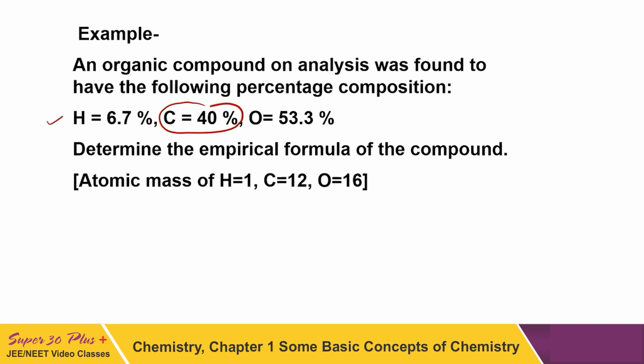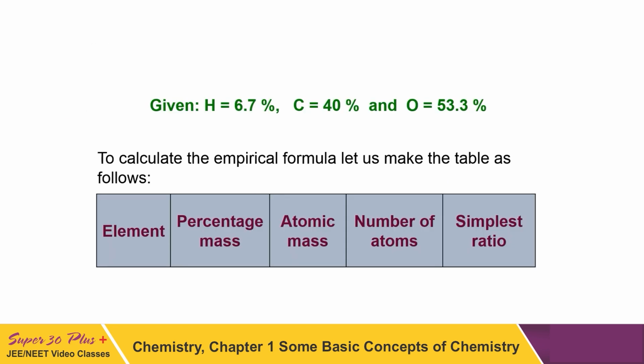Now what do you have to do in this example? In this example, students, you have to find the empirical formula. And how will you find it? Percentages of different elements are given: hydrogen, carbon, and oxygen. Now please follow the steps which I tell you. In order to find the empirical formula of this compound, first, you will form a table like this.